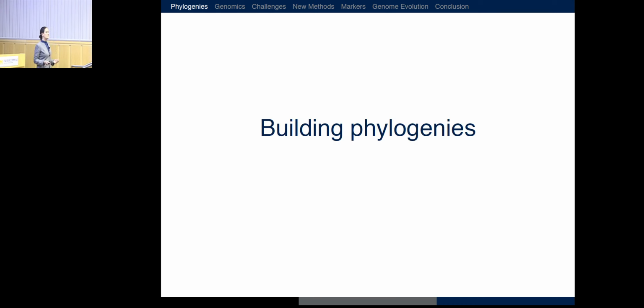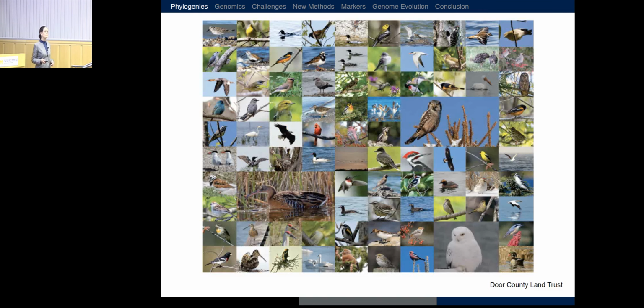So I want to take you through a little bit about how we're thinking about getting the data to build phylogenies, or at least some of the challenges first, and then what are the methods. And I'll illustrate this with a great example in birds. People really like birds. They're pretty. They have all this phenotypic diversity, and so people get really excited about how did all this phenotypic diversity evolve.